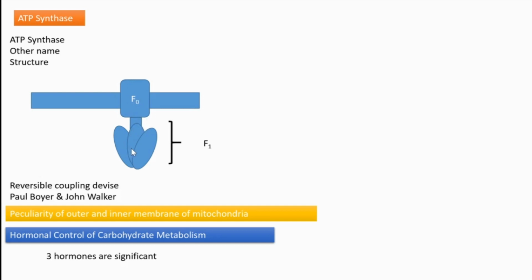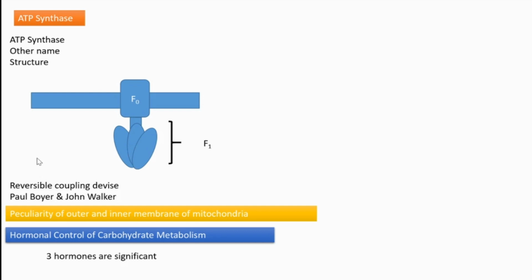The stalk plus F1 consists of 5 different kinds of proteins: alpha, beta, gamma, delta, and epsilon. And this is the site of ATP synthesis.